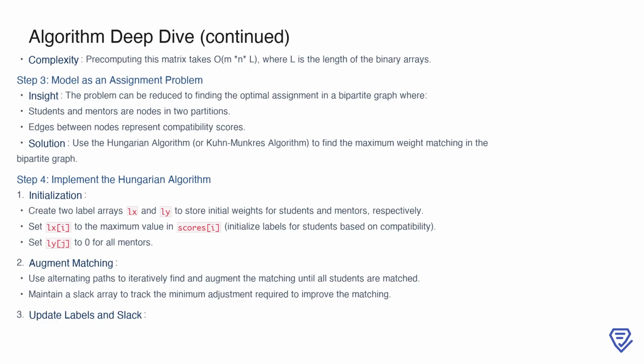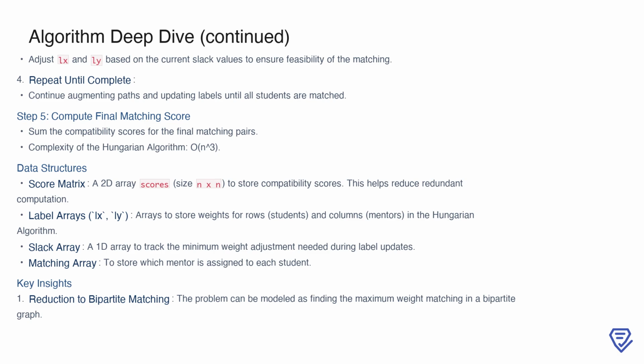During the matching process, we use alternating paths to find and augment matches, ensuring that we assign each student to a mentor in a way that maximizes the total score. A slack array is maintained to track the smallest adjustment needed to improve the current matching. The Hungarian algorithm continues by adjusting the label arrays Lx and Ly based on the current slack values, ensuring that the matching remains feasible and optimal. This adjustment phase is key to maintaining the algorithm's efficiency and moving closer to the optimal solution.